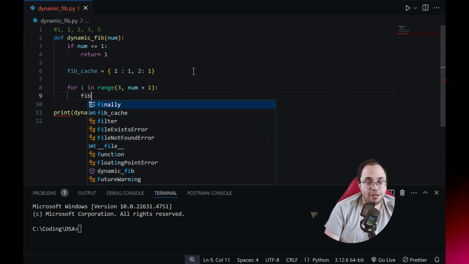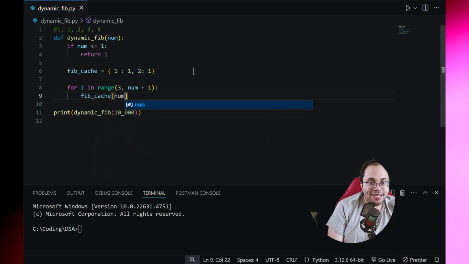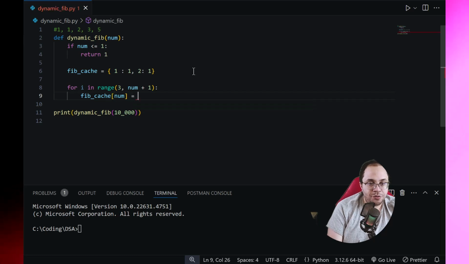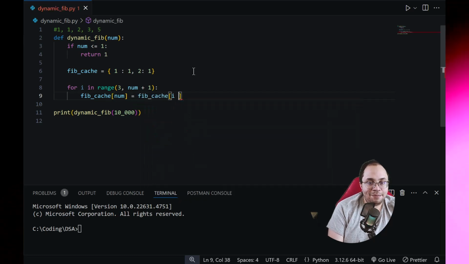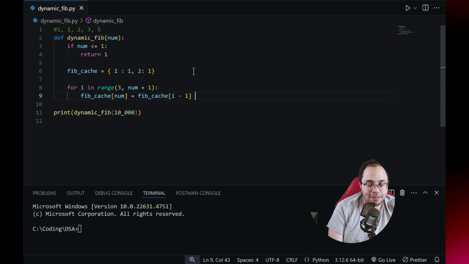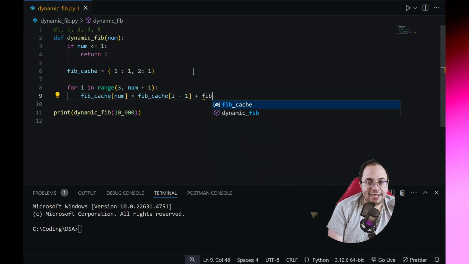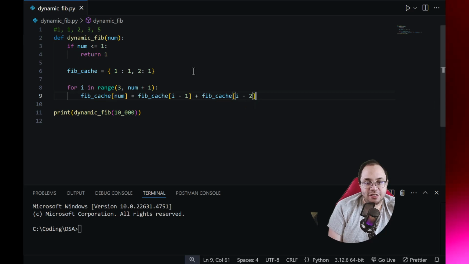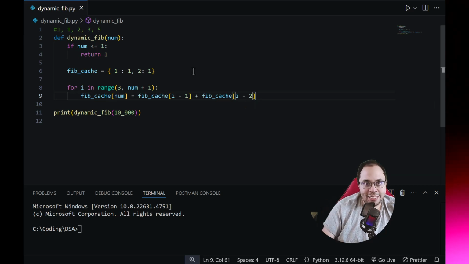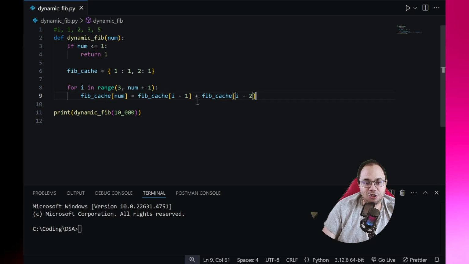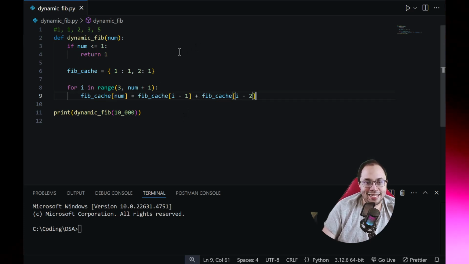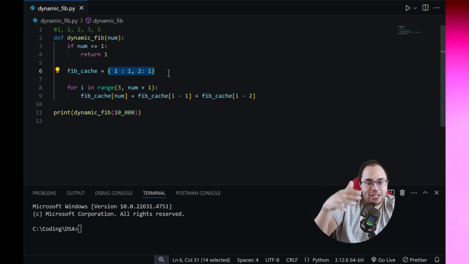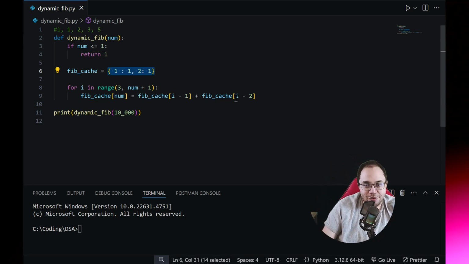We're going to say our cache at num is equal to fib cache at i minus 1, which is the previous number, plus fib cache at i minus 2, which is the number previous to that one. The algorithm is the same in terms of adding the two previous numbers, but we're also checking the cache for those. The cool thing is that we start off with the base cases, so everything will be built up from that, and our cache will slowly grow as we iterate through more numbers.